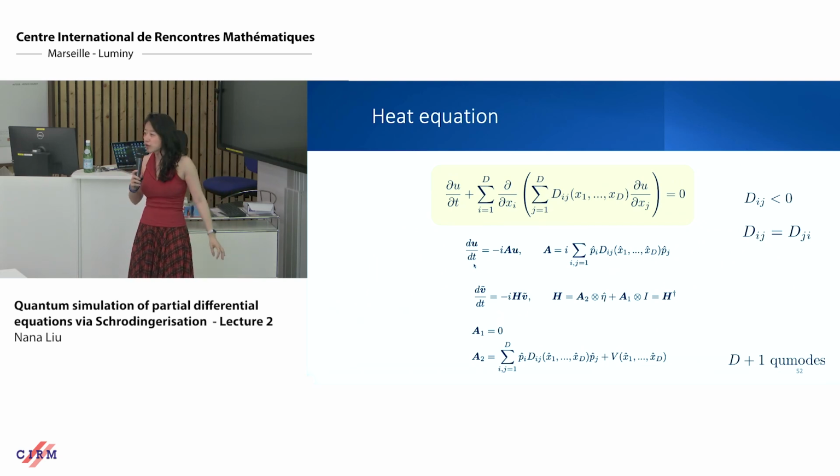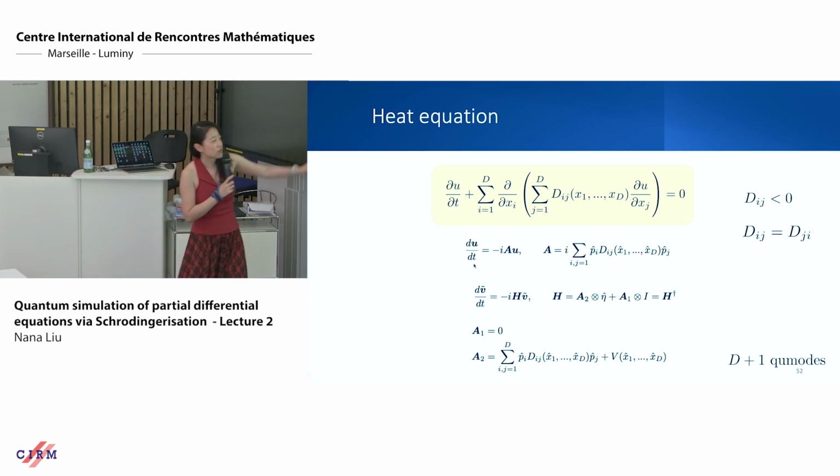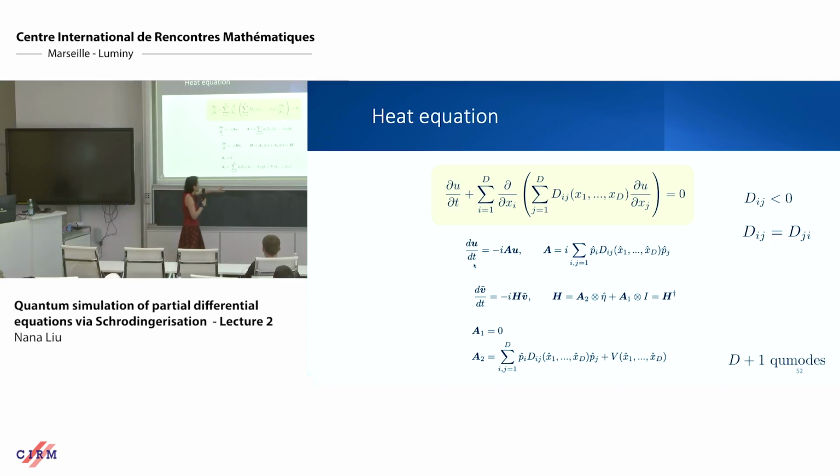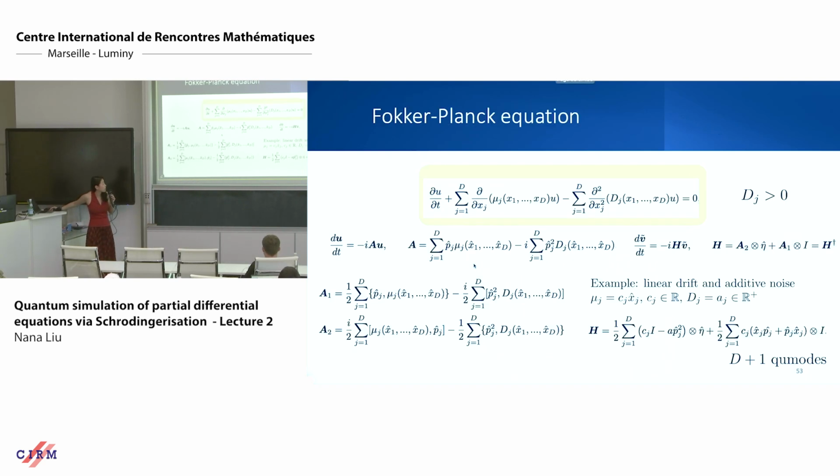Right, and this is an example of the heat equation now where you have inhomogeneous diffusion coefficients. You see now this can be a little bit more complicated, depending on how complicated the diffusion inhomogeneity is. And here's a fun one, the Fokker-Planck equation.